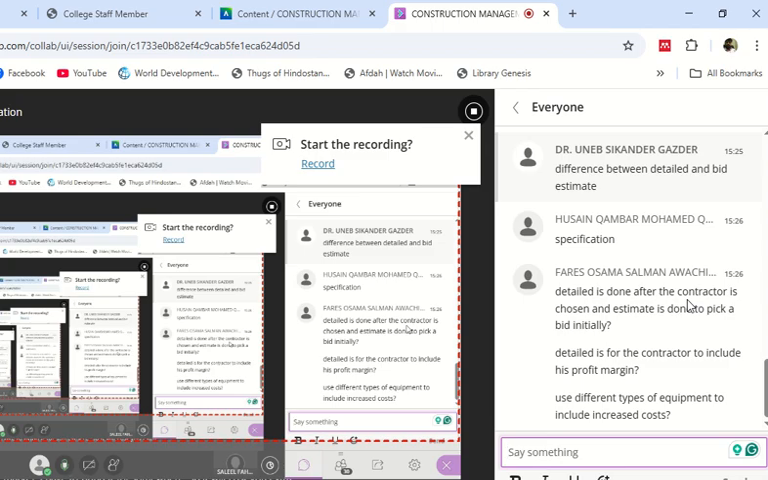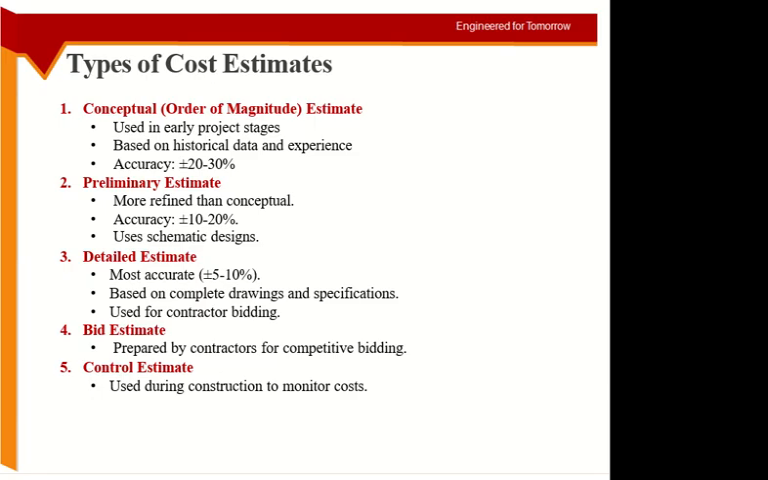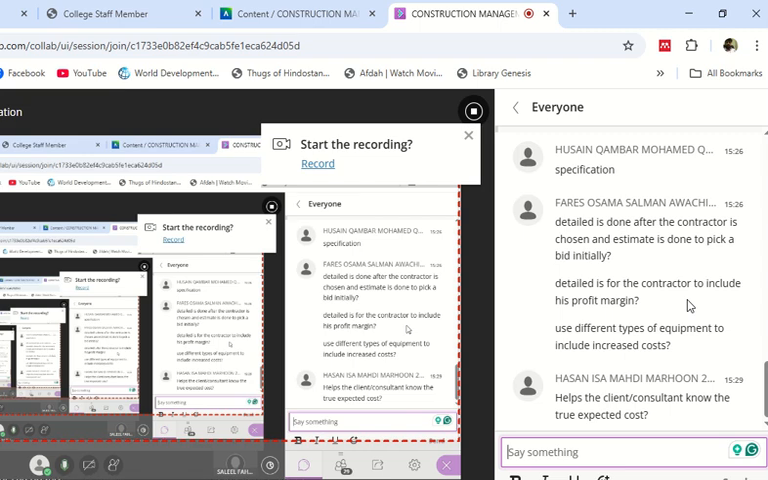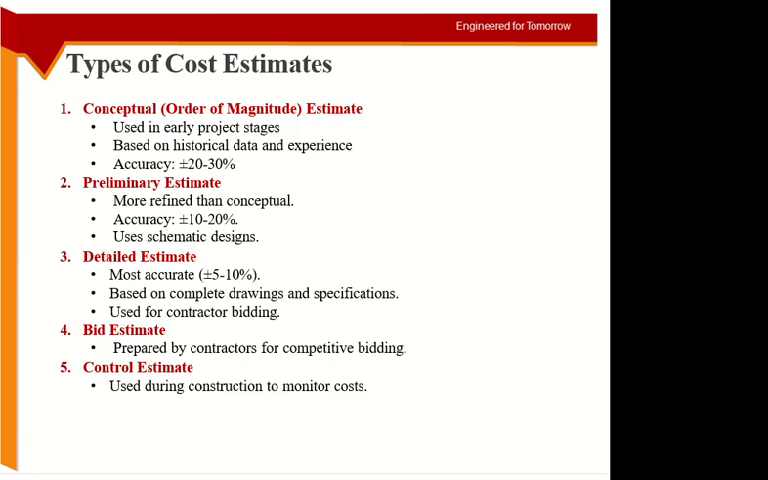So the contractor may use his or her own experience and knowledge of the market and of the construction methods to change the estimate. So this could be something which is different between the detailed estimate and the bid estimate. The contractor can do this as well. And obviously you can discuss the cost given by the contractor with the contractor.